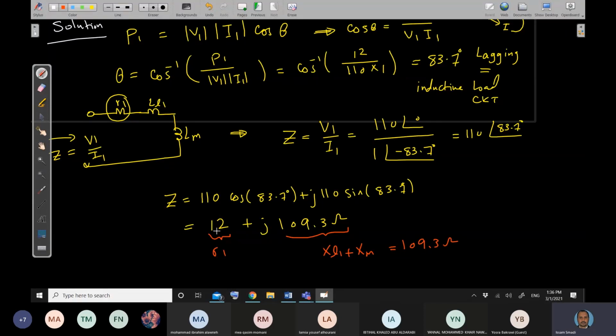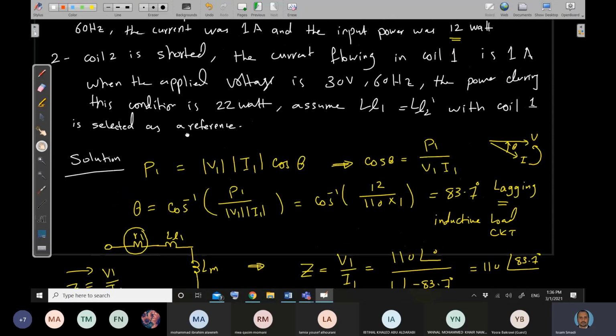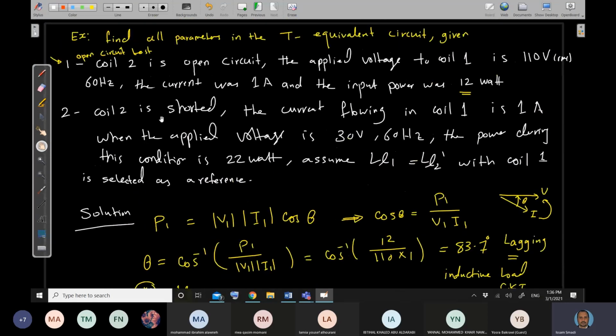Now, until now, we found what? From the first test, the coil resistance and the combination between the XL1 and the XM. From the second test, the coil 2 is shorted. This is called the short circuit test.